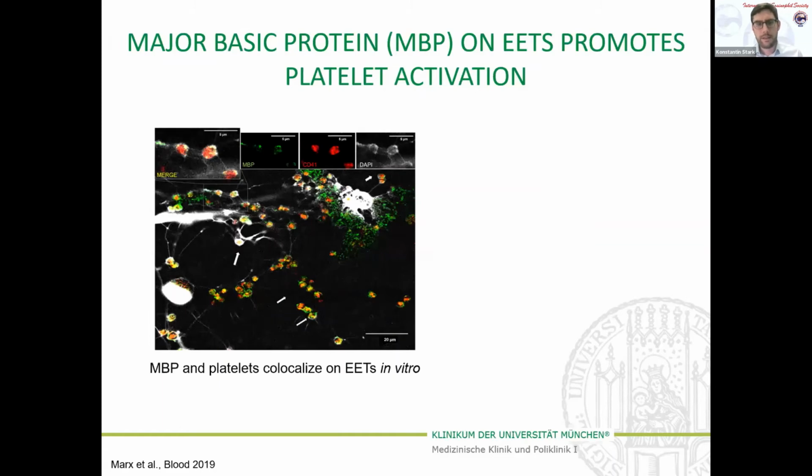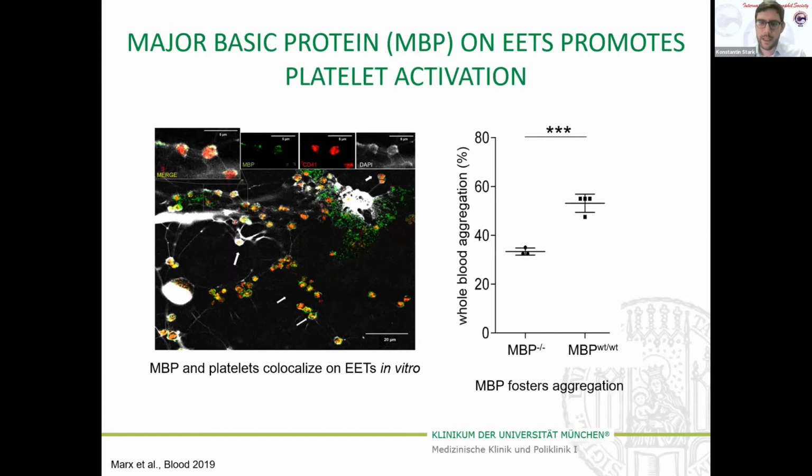So how do these eosinophil extracellular traps interact with platelets? We found in vitro that these eosinophil extracellular traps are decorated by major basic protein, as I told you before, and exactly at the spots where we saw enrichment of major basic protein, we also saw a lot of platelets on these traps, indicating that they might form a scaffold and an activating factor for platelets. And that's why we checked the blood in MBP deficient mice and saw that whole blood aggregation is decreased in mice lacking major basic protein.